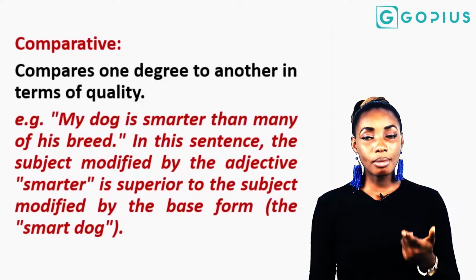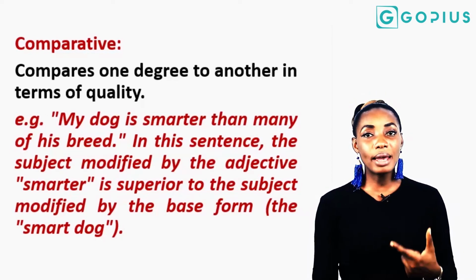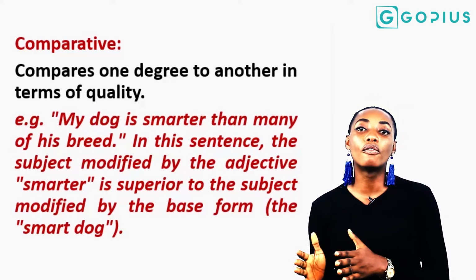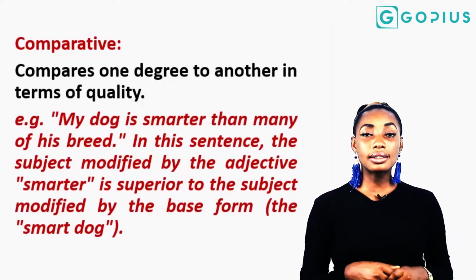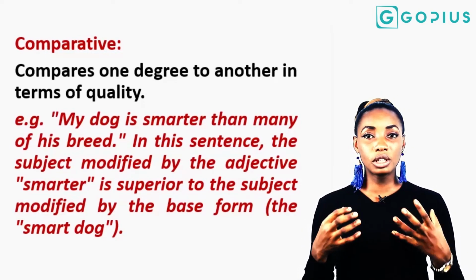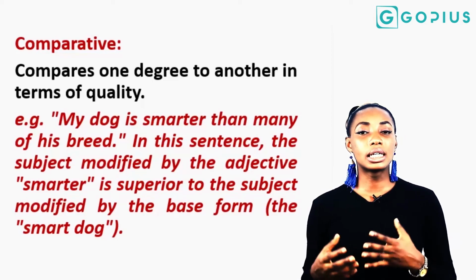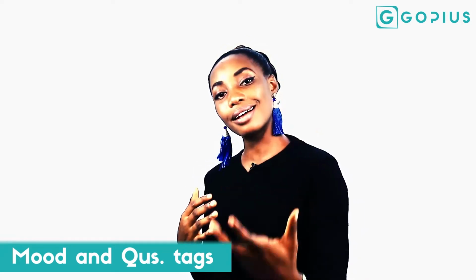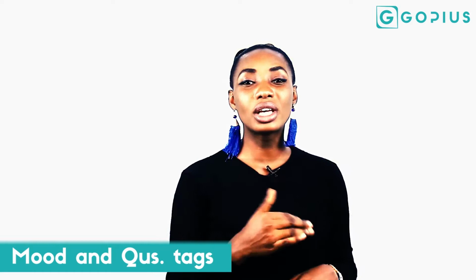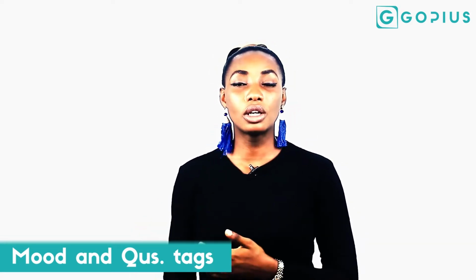The example we have: my dog is smarter than many of his breeds. In the sentence, the subject modified by the adjective smarter is superior to the subject modified by the base form, the smart dog. You know, the first example we had in the positive form was just my dog is a smart dog. But now we're trying to compare the dog with another group of dogs, and that is my dog is smarter than many of his breeds.